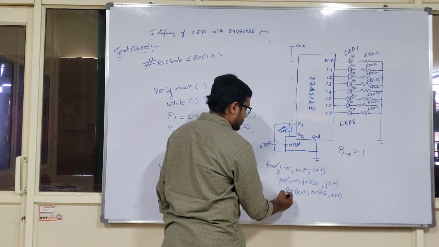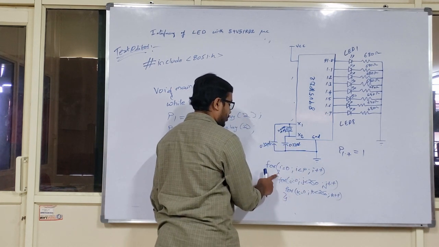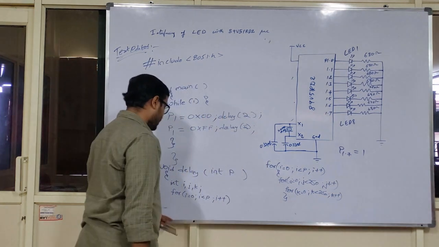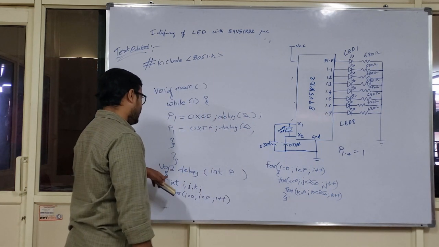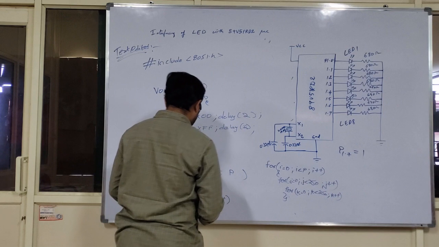Now close this for loop, because I have a flower bracket here. I am closing the flower bracket, and for the void delay also one more flower bracket was there.